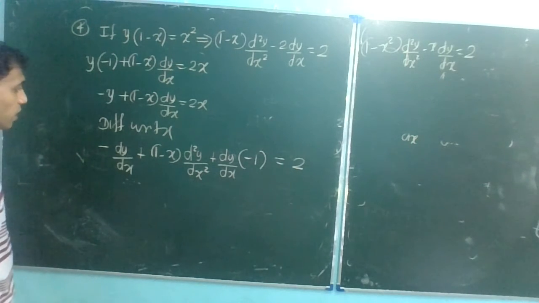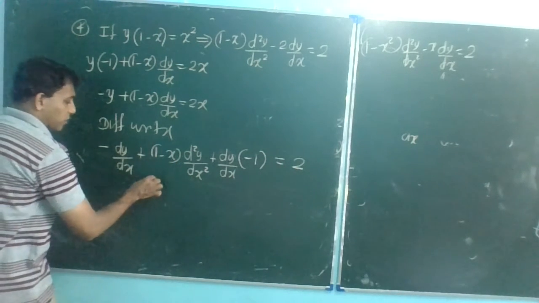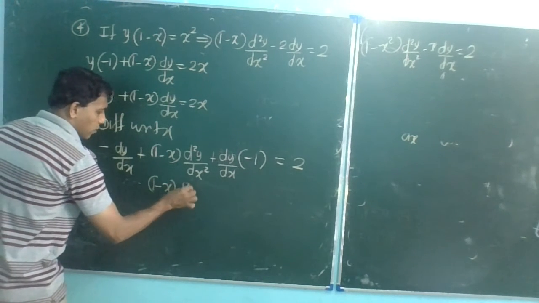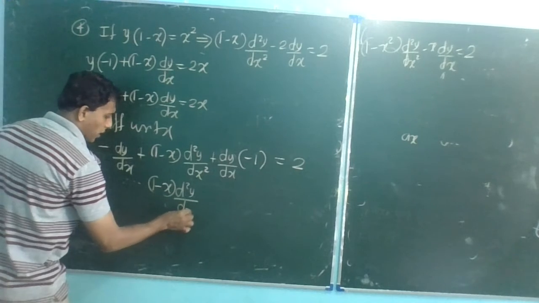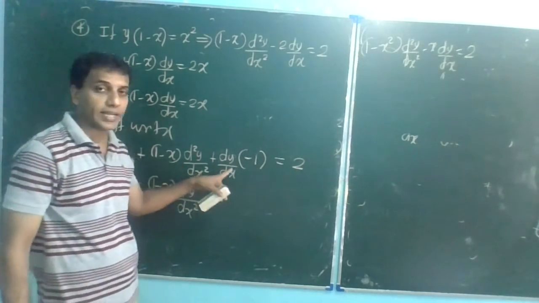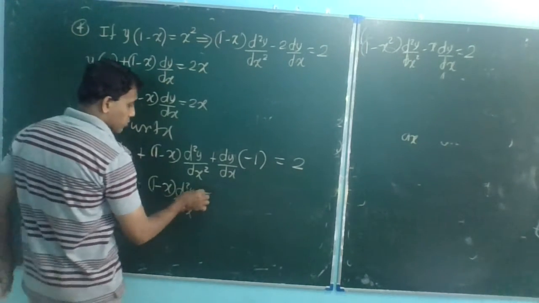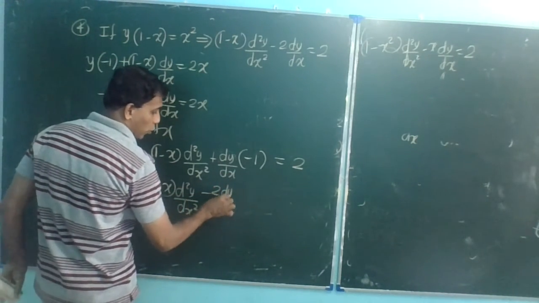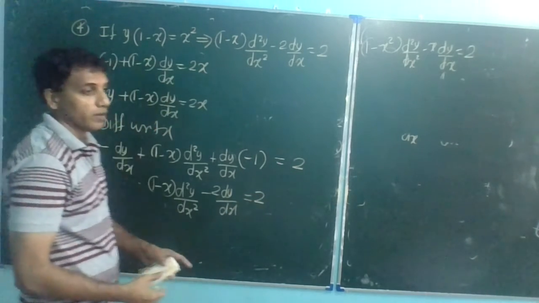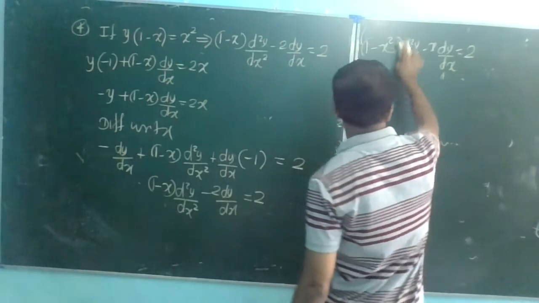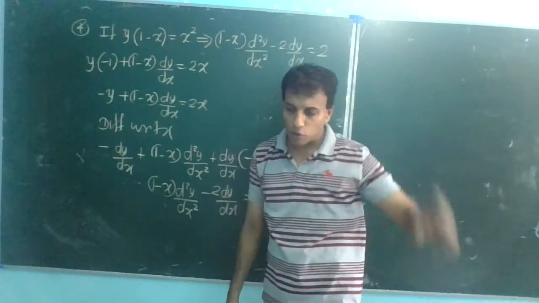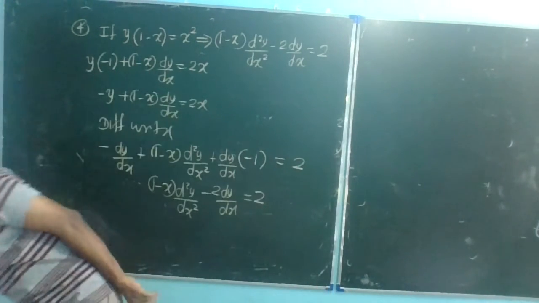Is it? Check, will you? The answer. First we write this one: 1 minus x d square y over dx square minus dy over dx, again minus dy over dx, that is minus 2 times dy over dx. Is it equal to 2, right? That's the question. My fourth successive differentiation problem. I guess the 14th question, because I mentioned already 10 problems in earlier videos.